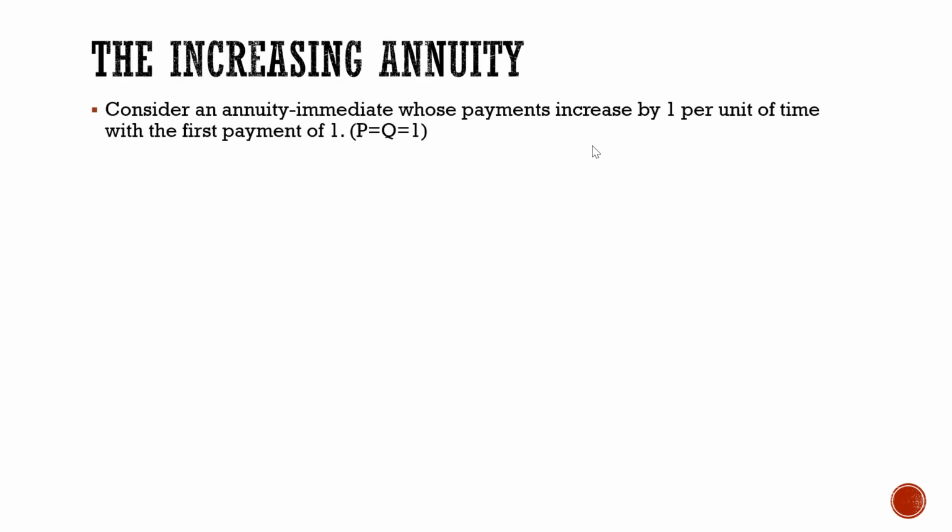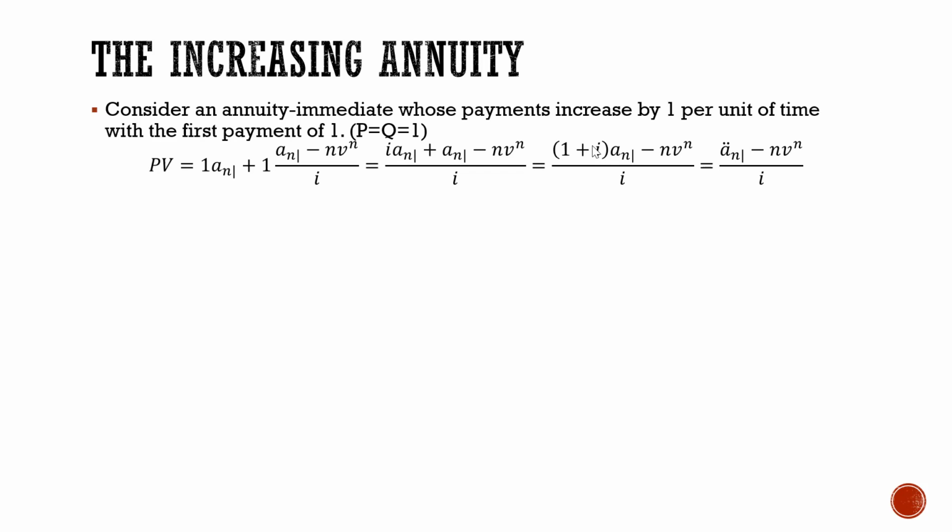Now we consider some special cases. The increasing annuity. So let's consider an annuity immediate whose payments increase by 1 per unit of time, with the first payment of 1. So that means P is the same as Q, and that is 1. So we have present value as 1 a angle n plus 1 (a angle n minus nV to the n) over i, and that becomes (a double dot angle n minus nV to the n) over i.